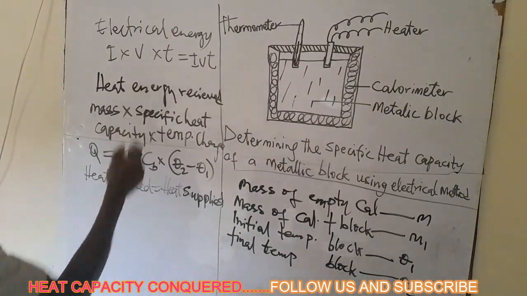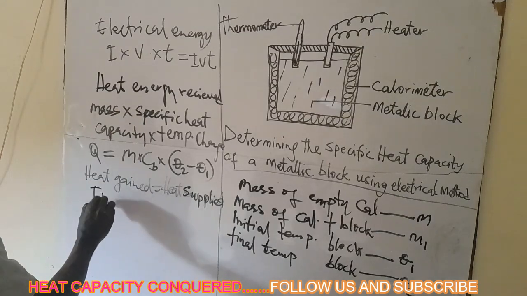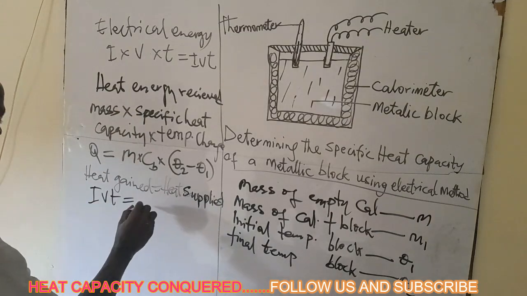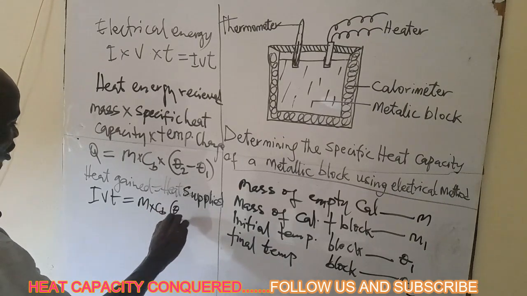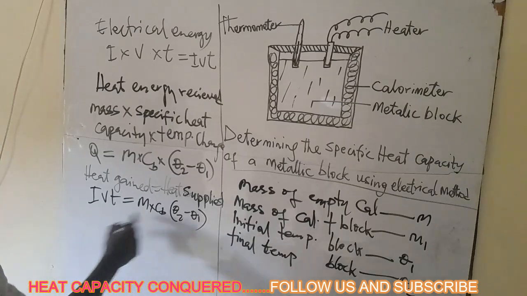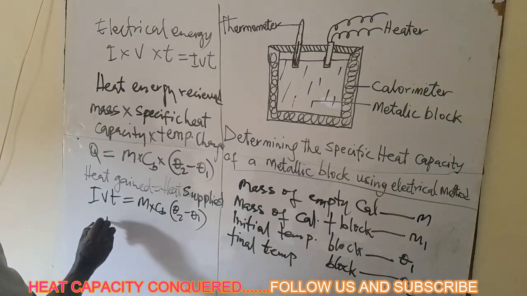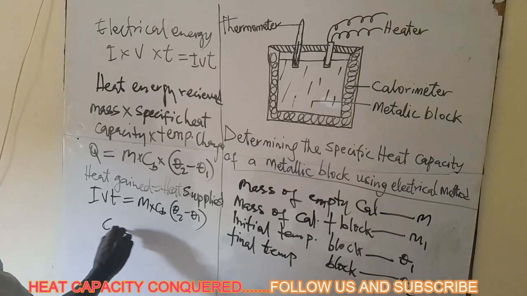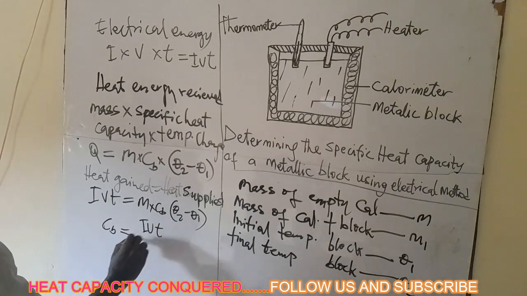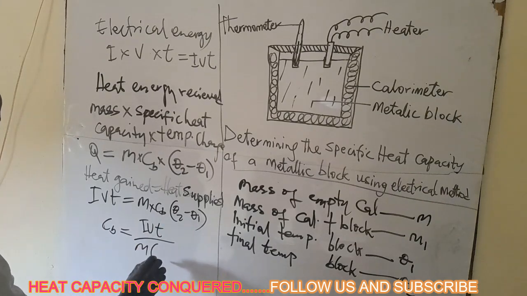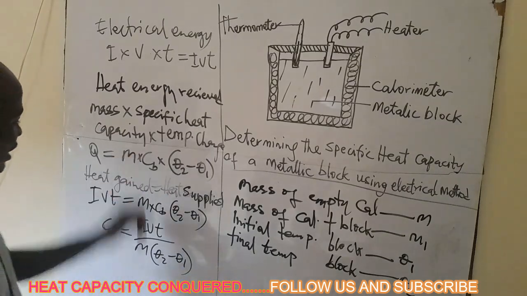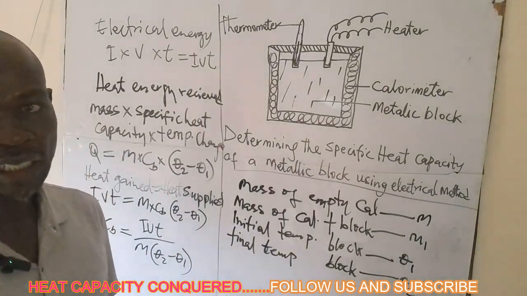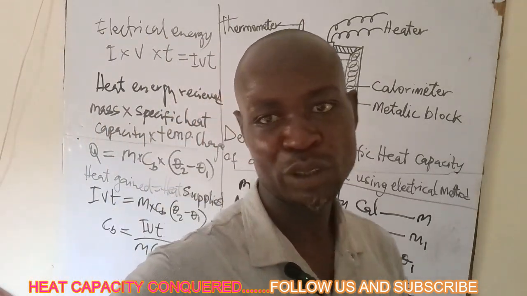So heat supplied is IVT. Heat gained is M times the specific heat capacity of the block times the temperature change. Then we can make the specific heat capacity the subject, and that is IVT all over M bracket theta 2 minus theta 1. And this is how we can generate an expression for the specific heat capacity.